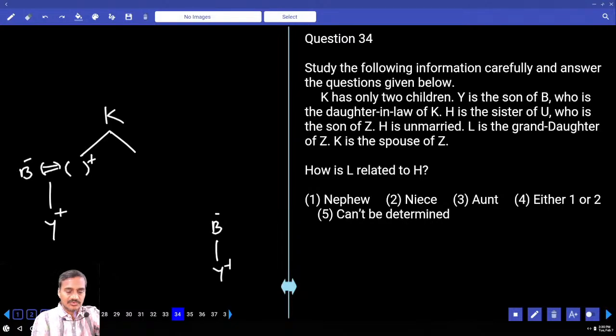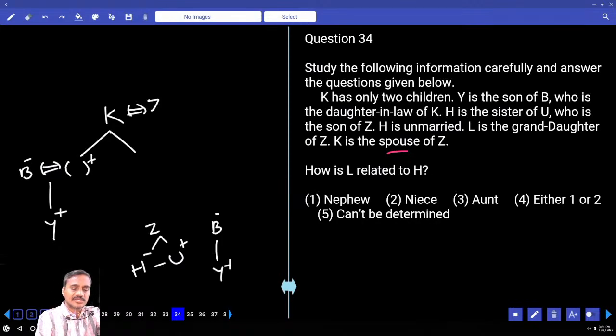H is the sister of U. U is the son of Z. H is unmarried, and L is the granddaughter of Z. And K is the spouse of Z. As K and Z are married to each other, Z has 2 children, one is H, the other one is U. Hence the son is U and the daughter is H.